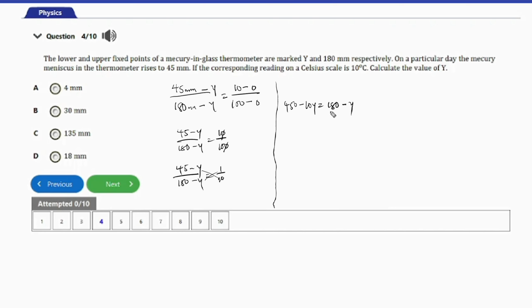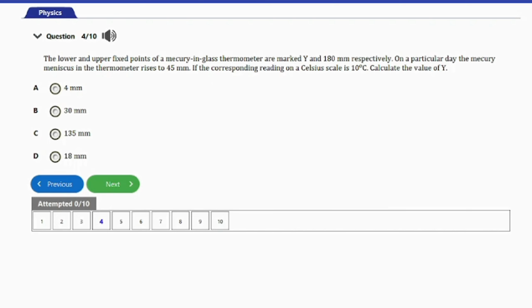So in this case, if we collect the like terms here, we're going to have 450 minus 180 is 270. So 270 is equal to 9Y. So in that case, if 270 is equal to 9Y, then Y is 270 over 9, and that corresponds to 30 mm. So option B is the answer to this question. Let's go ahead and consider the next question, guys.